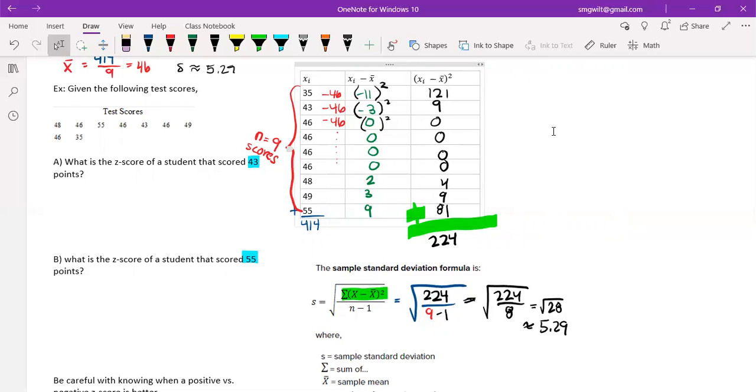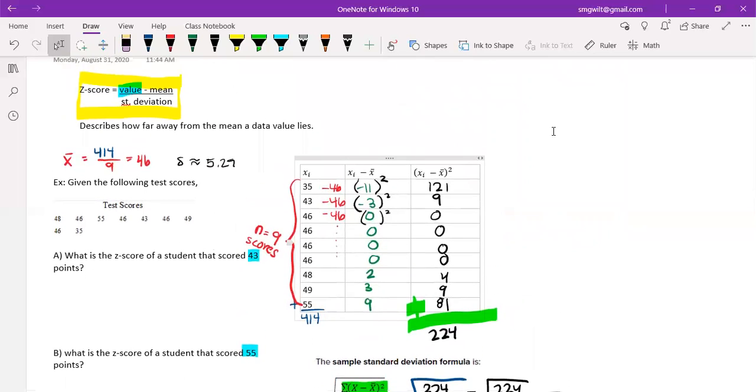So I haven't even come close to answering my question, but now I have all the information that I need to answer the question. I have the data values, they gave them to me in the question. I found the mean of 46, and I just found the standard deviation of 5.29. So I'm going to plug each of those into the z-score formula.